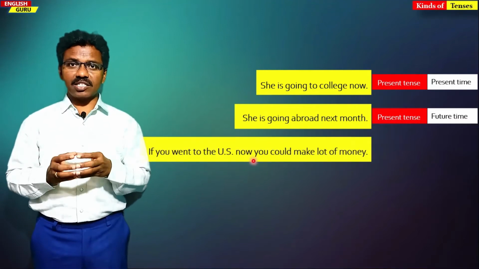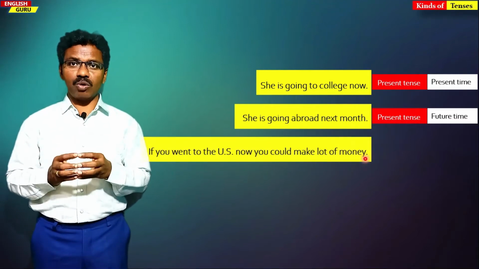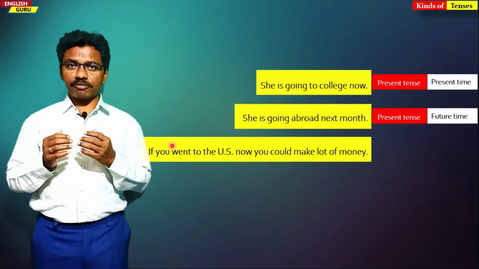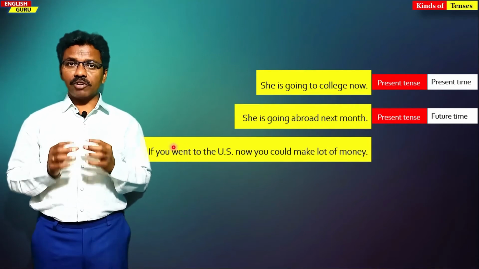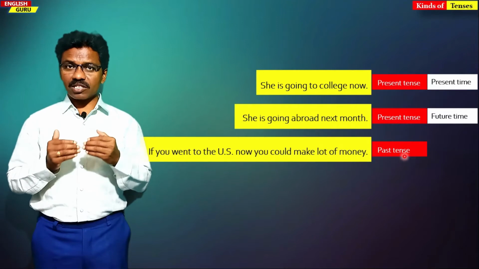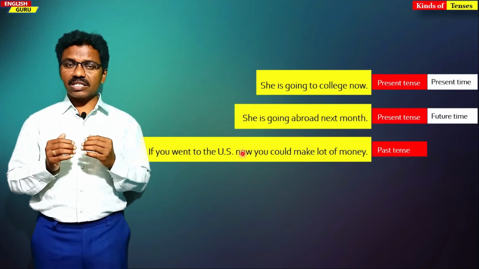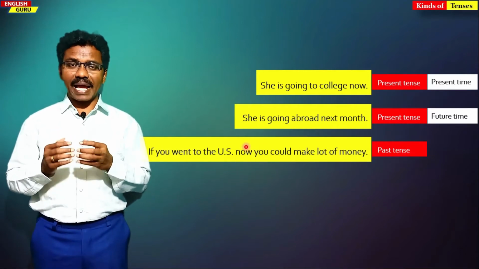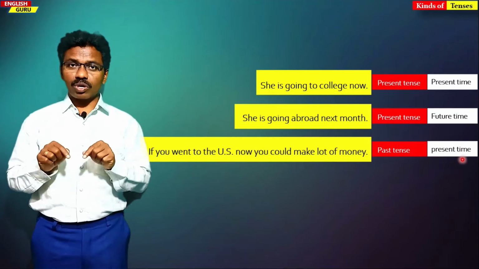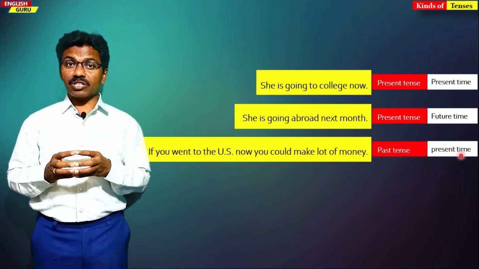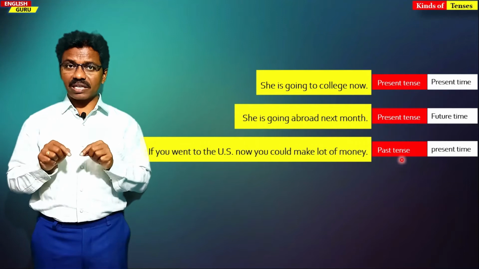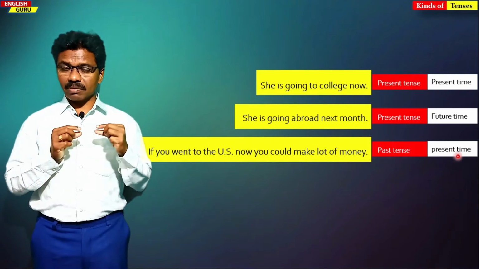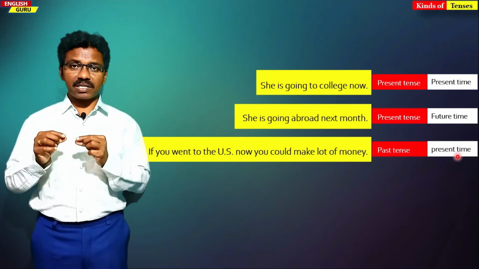In the next sentence, if you went to US now, you could make lot of money. So here the verb is went. So past tense. The sentence is in past tense, and what about the action? Now. So now is a present time. So it is talking about present time, present action. So the sentence is in past tense, but the time is present time.